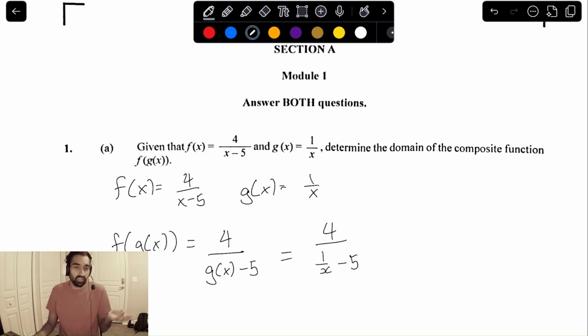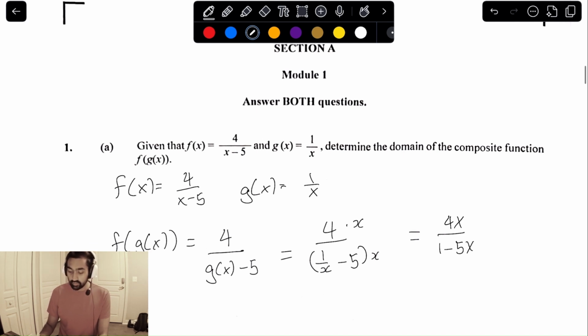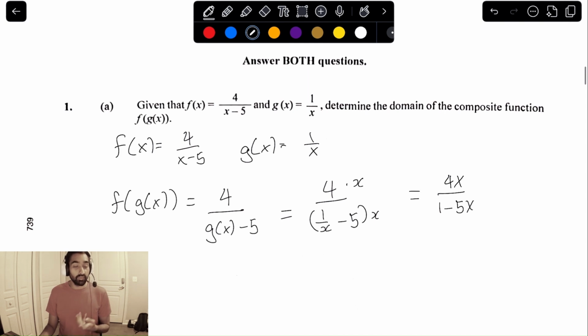Now I have to simplify. I use a little bit of algebra to simplify because it's a little bit complicated. So I'm going to multiply both the numerator and denominator by x. That's equal to 4x over 1 minus 5x. So that's an expression for my composite function f of g of x.